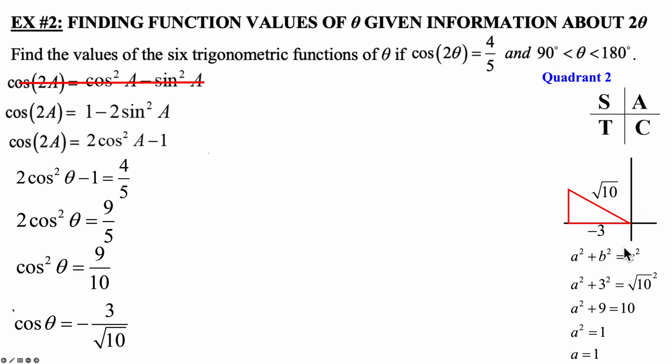Use the Pythagorean theorem to solve for this missing leg. So a squared plus b squared equals c squared. We make the substitutions, we square them, we solve for a. A is 1.